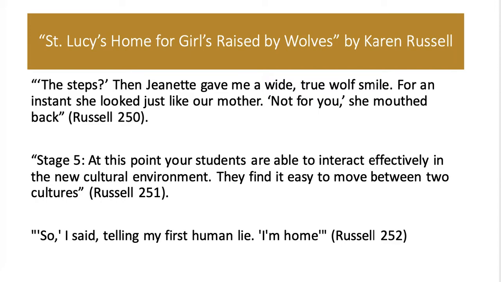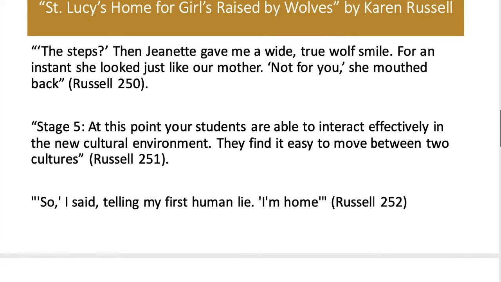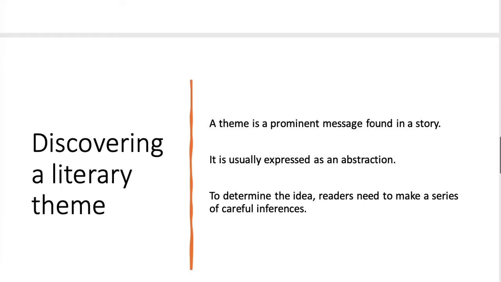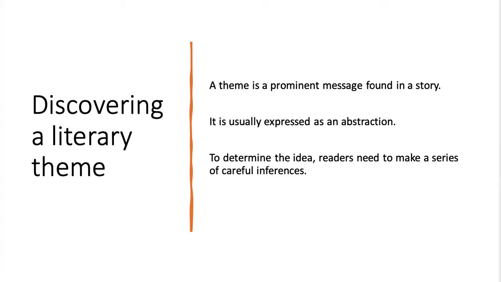Well, in order to figure out what the point of the story is, we have to look at the details of what's happening in the story and make a series of educated guesses in order to arrive at what's called a literary theme. When I say a literary theme, I just mean a prominent message found in the story. Usually that message is expressed as an abstraction, and an abstraction is an idea. So we're going to try to come up with that message and express it as an idea.